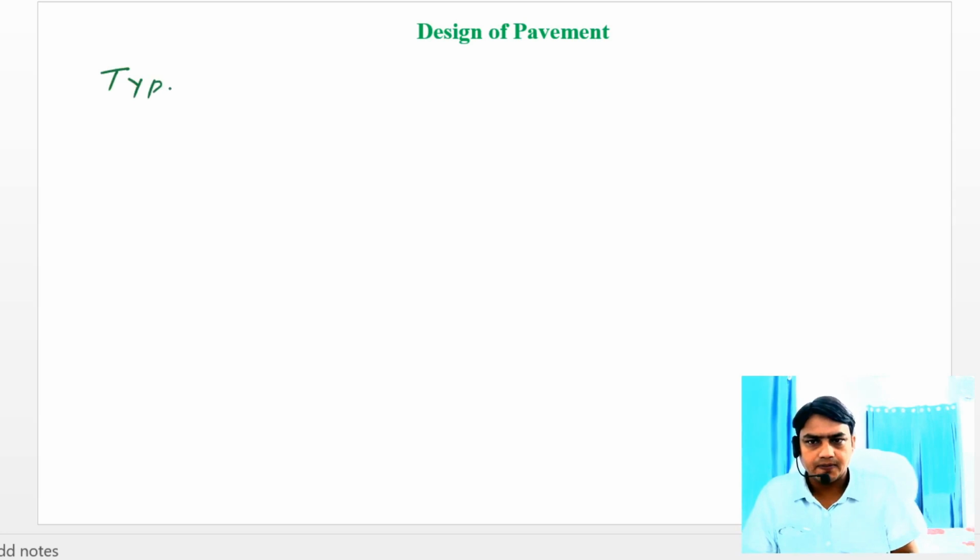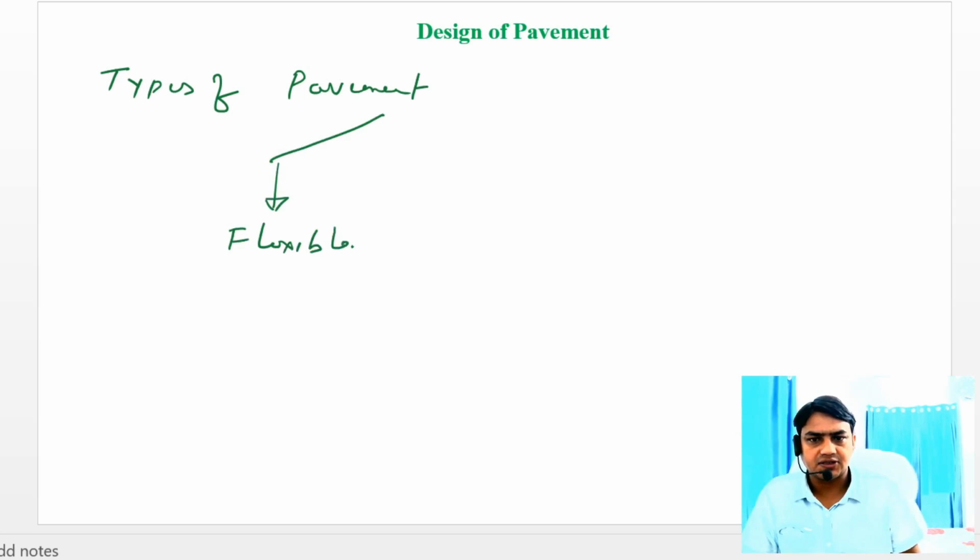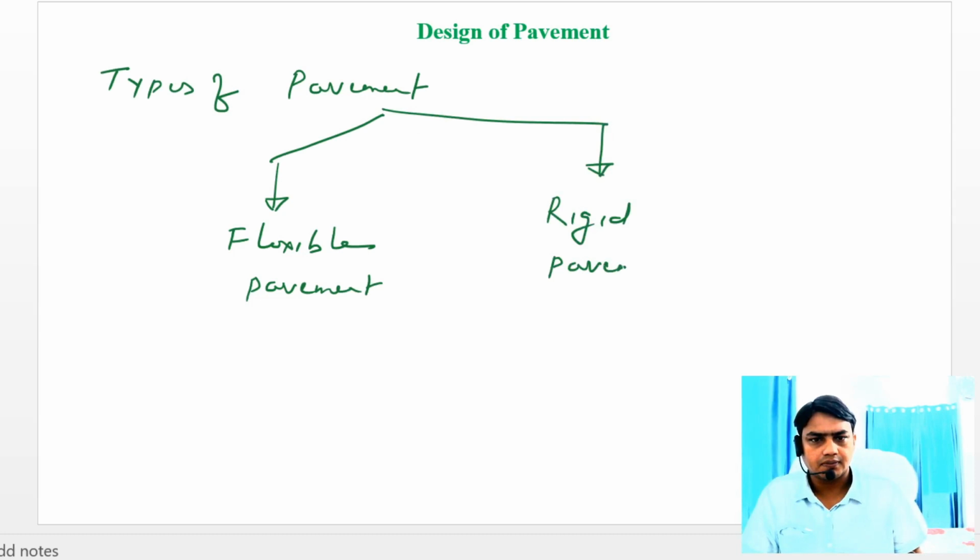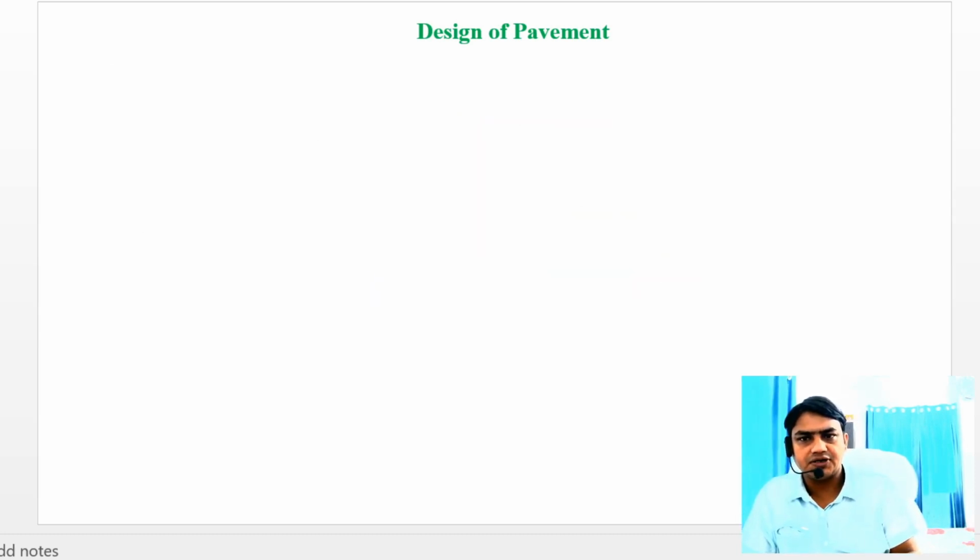Types of pavement. So, there are two types of pavement. One is called flexible pavement and the second one is rigid pavement. So what is the difference between the flexible and rigid pavement?